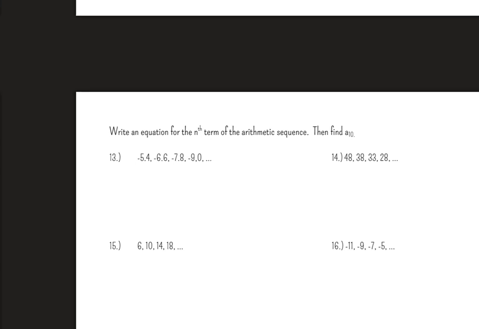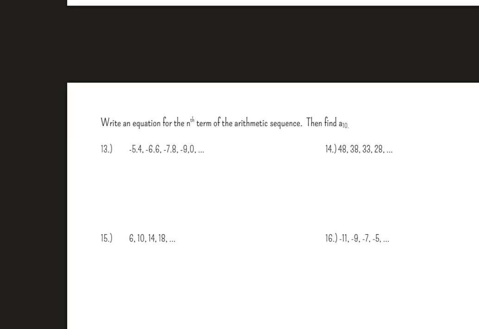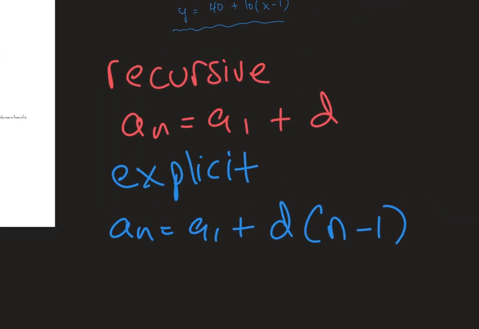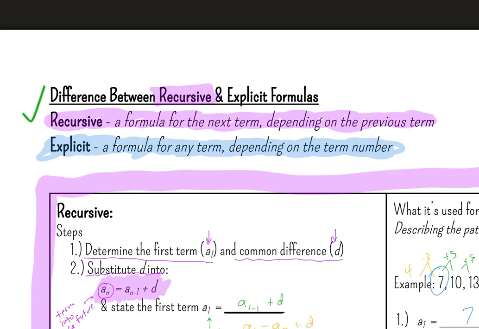So for this part, we're supposed to write an equation for the nth term of the arithmetic sequence, then find a sub 10. So here's a reminder, recursive formula looks like this, explicit formula looks like this. Which one do you think is the one you should use on this part? Well, I've jumped up here on the notes to kind of give the notes opinion of this thing.